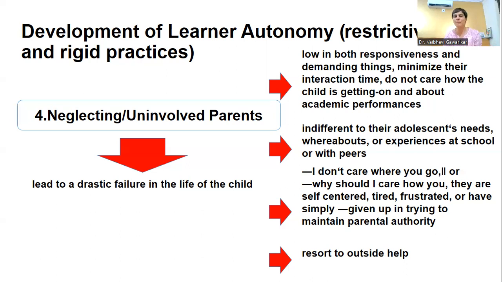But if the parent is uninvolved, then you will see multiple impacts of such a parenting style in the classrooms also, and then for the teacher also it becomes a challenge to deal with them. So yeah, we are done with the fourth parenting style, that is uninvolved parents, which lead to drastic failure in the life of the child.